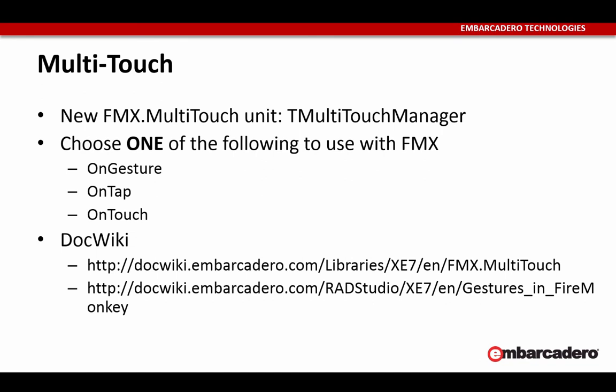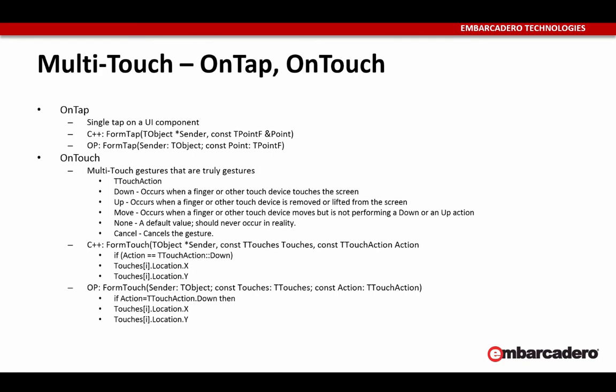Now you need to decide in advance, when you start building your project, whether you want to use one of these multi-touch technologies. OnGesture gives you the built-in standard and interactive gestures. OnTap allows you to tap on the screen and it'll give you the coordinates, a single point for where you've tapped. OnTouch lets you touch one or more fingers on the surface of your application. So OnTap is a single tap on a UI component, including a form. OnTouch allows you to use multi-touch gestures that are truly gestures in your application.